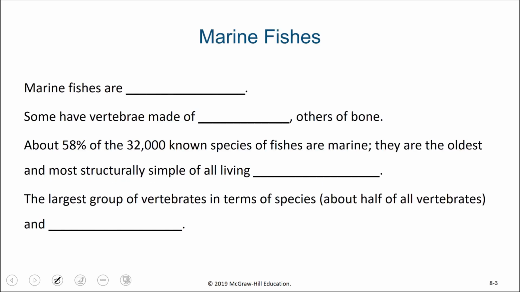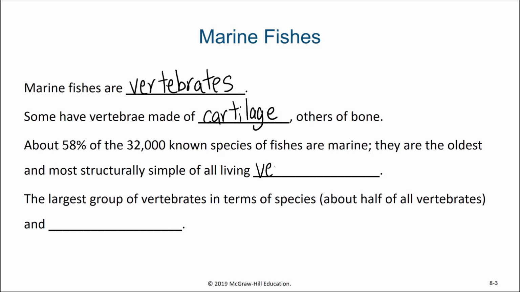Marine fish are vertebrates, meaning they have a skull and a backbone. Some have vertebrae made of cartilage, and others of bone. More than half of the known species of fish are marine. They are the oldest and most structurally simple of all living vertebrates.